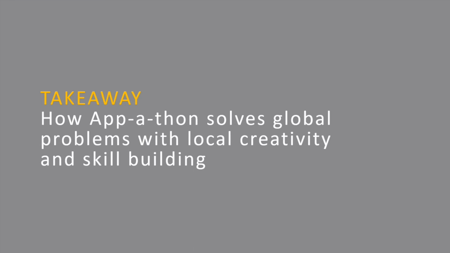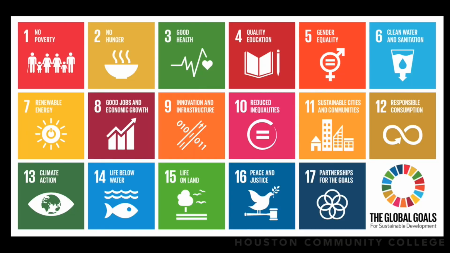So to wrap, the third part of this presentation is about the takeaway, how the Appathon and programs like the Appathon are helping solve global problems with local creativity and skill building, helping our students skill build. So again, we pull directly from the global goals for sustainable development by the United Nations. There's a full website. If you just search for United Nations global goals, you will find this. And all of these goals, all 17 of these goals, have an extensive amount of resources. There are videos you can play to help students build awareness about the issues.